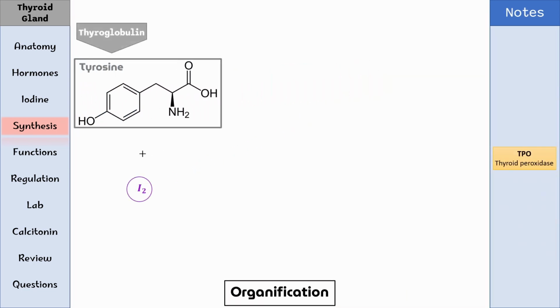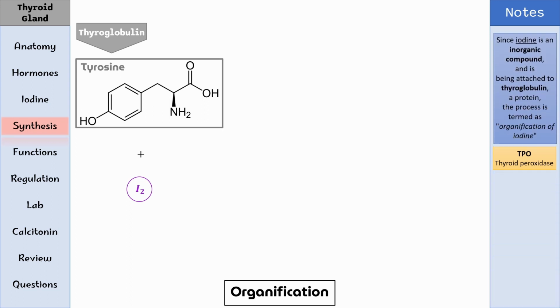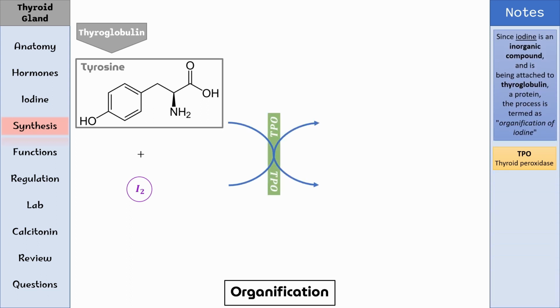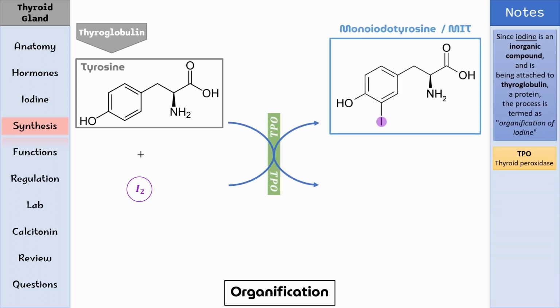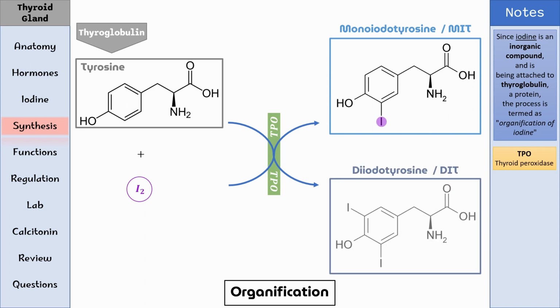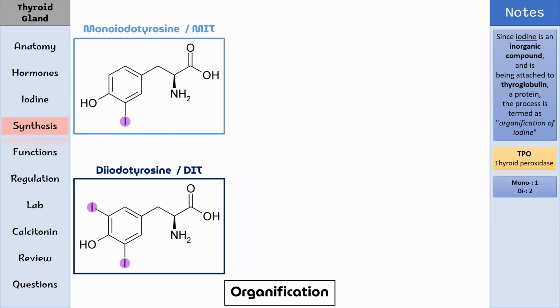Iodine is added into tyrosine residues on thyroglobulin. If one iodine atom is added, monoiodotyrosine, MIT, is created. And if two iodine atoms are added, diiodotyrosine, DIT, is created as a result. Next, these molecules are coupled.